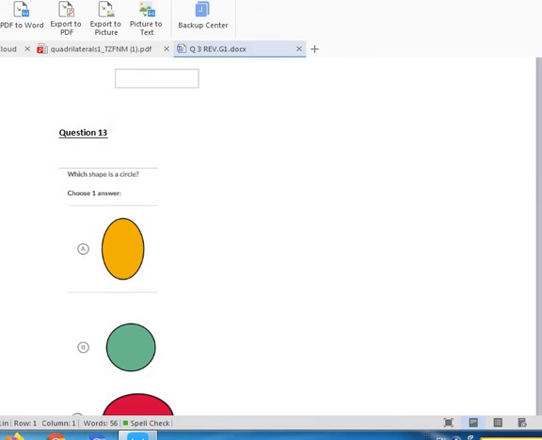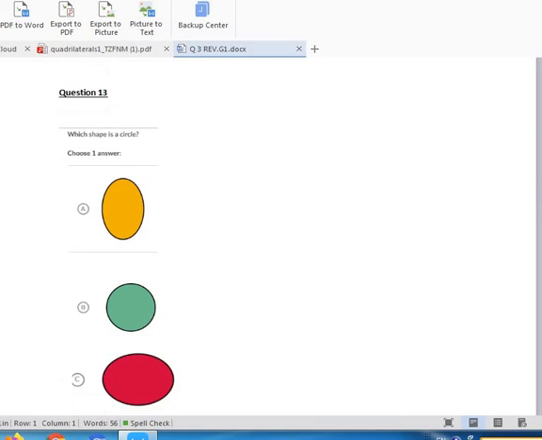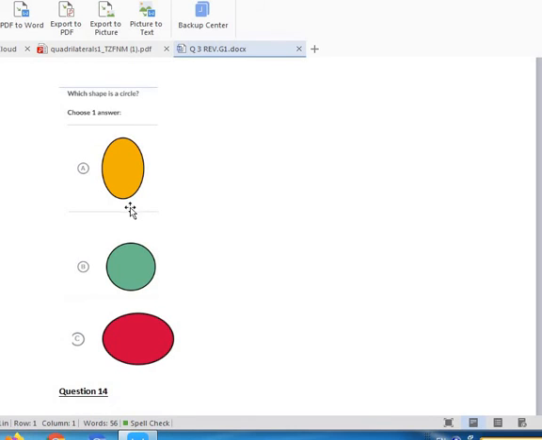Okay, what shape is a circle? What do you think here? This is not a circle, this is not a circle, this is a circle, this is not a circle. So this is the circle. Okay, this is oval. So this is a circle.